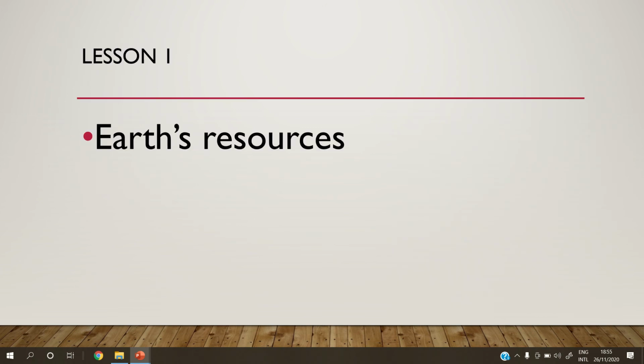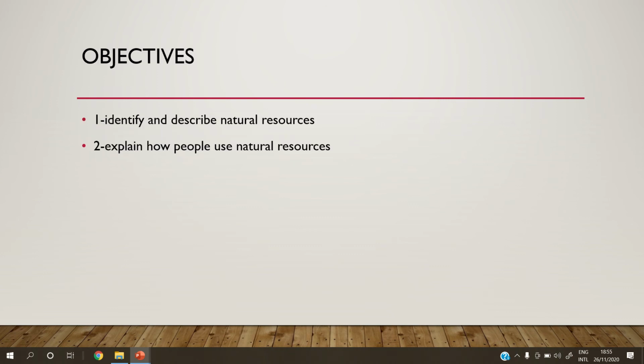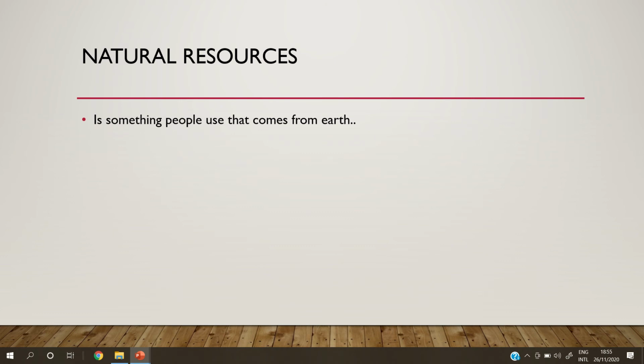Okay, in our lesson today we have a quick revision of our lesson, Earth's resources. In this lesson we learn how to identify and describe the natural resources, and also explain how people use these natural resources. Let's start. What are natural resources, grade 1?